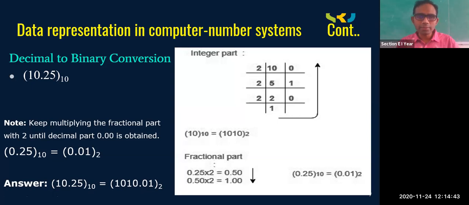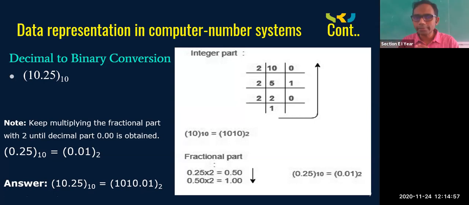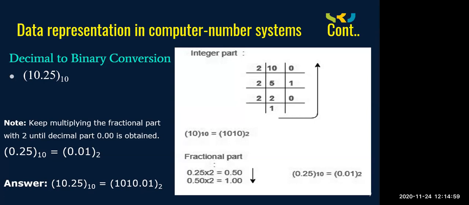The fraction part is evaluated separately. If you get 16 in the fraction part, 16 must be evaluated separately. 16 must be multiplied by 2 till it becomes 0. How many times you are multiplying, those number of zeros will be added.